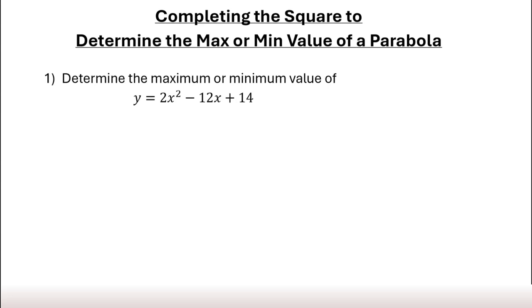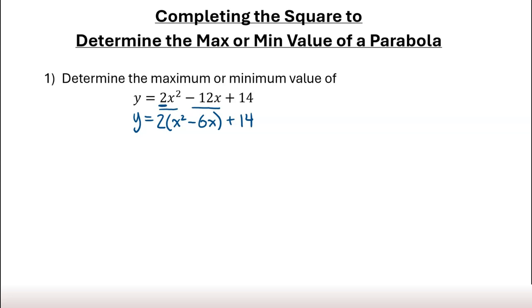So, determine the maximum or minimum value of the following parabola. y equals 2x squared minus 12x plus 14. Now, the idea with completing the square is that we first common factor the coefficient in front of the x squared term only out of the first two terms. So we're going to common factor out the 2, and we're going to be left with x squared minus 6x. And we still have the plus 14 at the end.